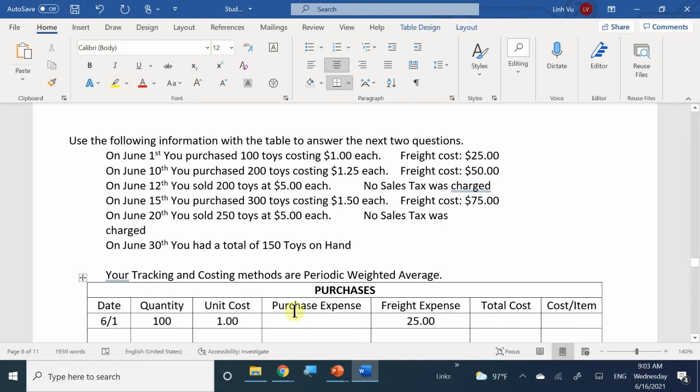So total price here, $100. Plus 25 gives us a total cost of 125. In this case, do we need to calculate the cost per item? No. You don't have to because we don't care for it.